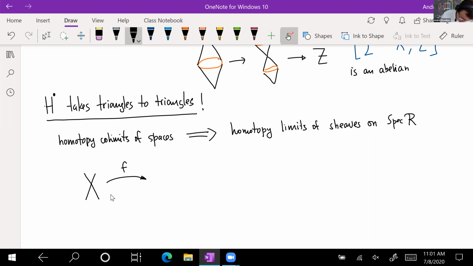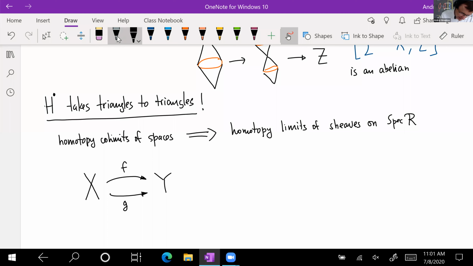Maybe F and G to some space Y. So the general notion could be reduced to this notion: if X is a disjoint union of some bunch of things and Y is the disjoint union of a bunch of things, and I have two different maps, I want to glue them together.